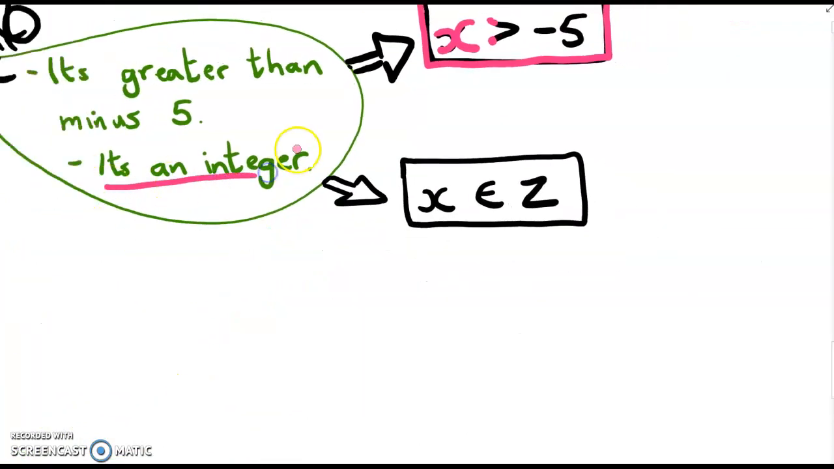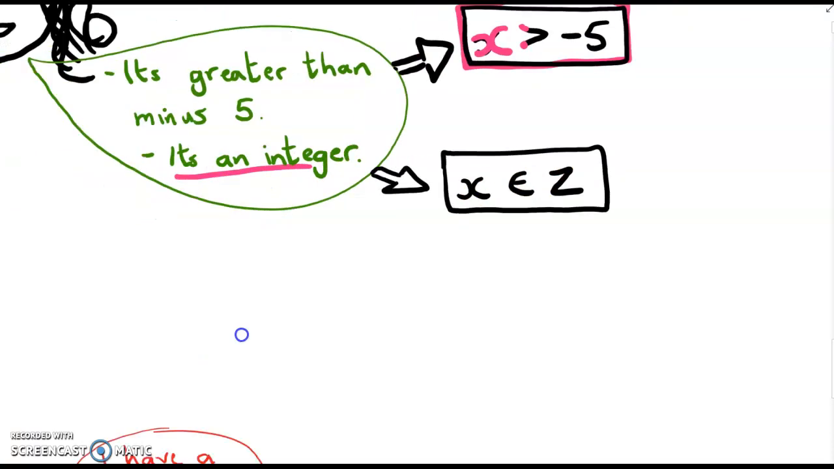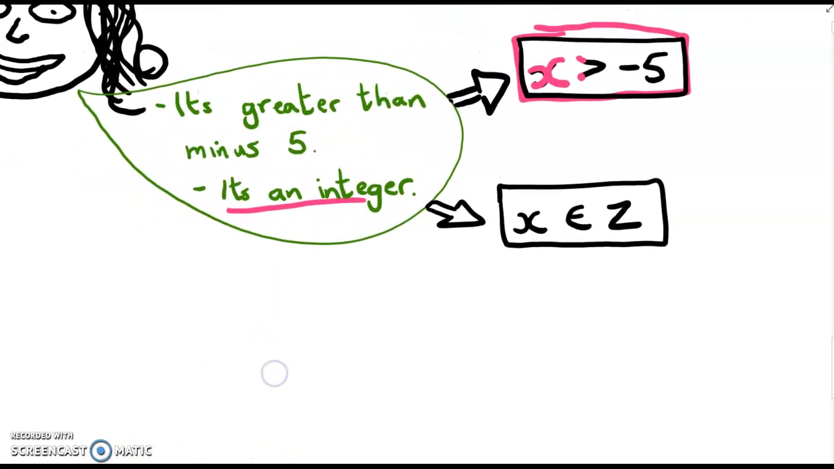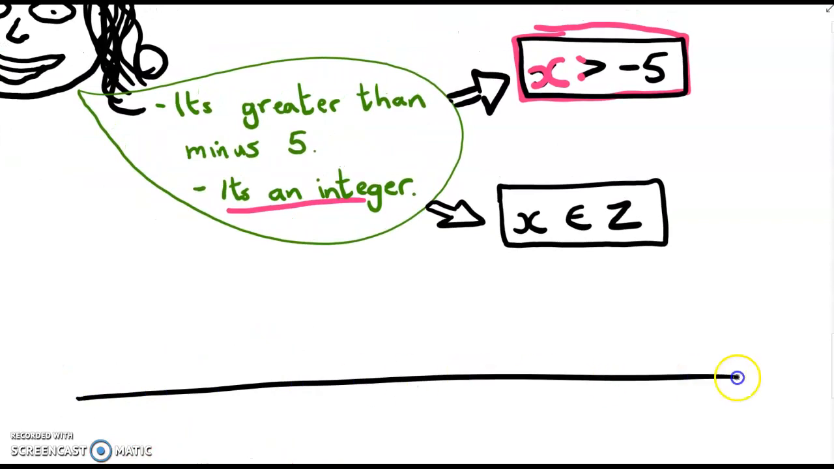Okay, it's an integer, so it's an element of Z this time. Right, so let's draw the number line. Quick draw of a number line. We should always use a ruler now for doing this. Put the number that's given in the question in the middle. We put -5 here. Now, this is where people can make mistakes.